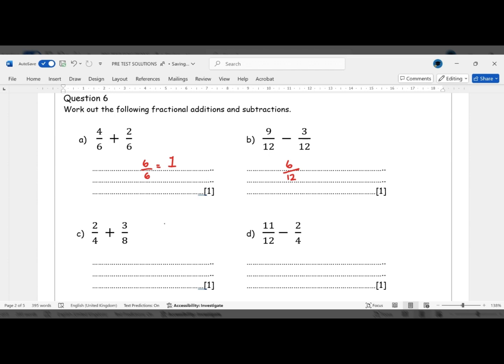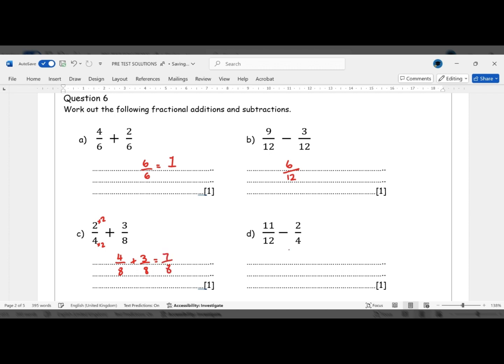Okay. Here, though, bottoms are not the same. A lot of this test is about making the bottoms, the denominators, the same. Here, our biggest is 8, and 4 goes into 8. So it might be worth timesing this by 2. But again, like we did on the last page, if you do that to the bottom, you've got to do that to the top. So this becomes 4 out of 8 plus 3 out of 8, which is 7 out of 8.